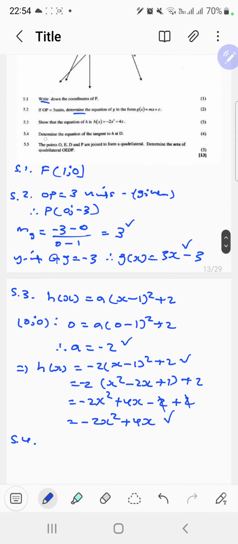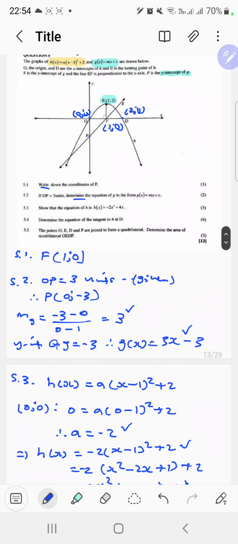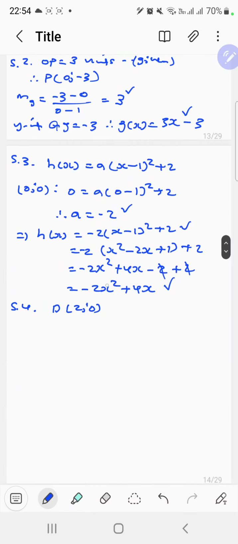Anyway, let's solve this one. It says determine the equation of the tangent to h at D. So we can first start by saying D is the point (2; 0). Of course, we're using the axis of symmetry here. Or you can decide to factorize here. When you factorize, you take out the highest common factor, which is minus 2x, into x minus 2. And then you can see the other bracket is going to be that. You don't have to overly explain when things are pretty obvious.